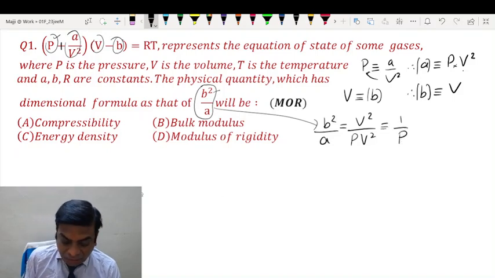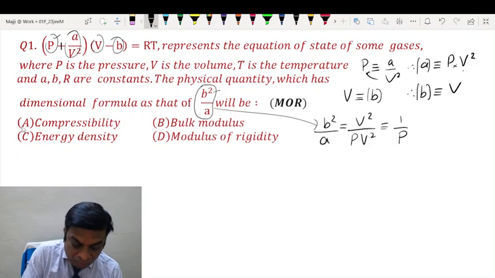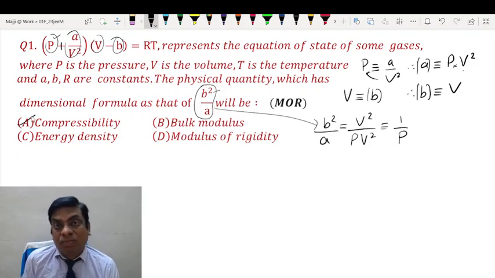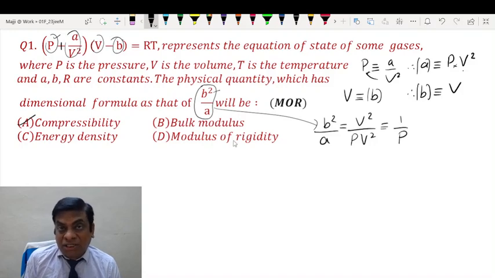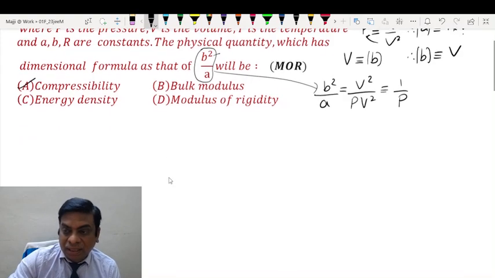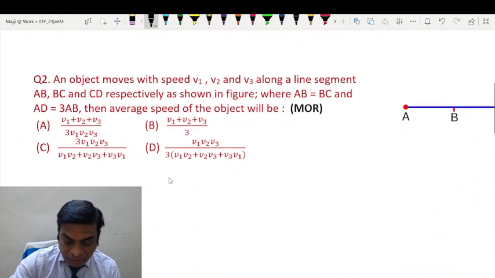Now, you know compressibility is the reciprocal of bulk modulus, and bulk modulus is equivalent to pressure change. Dimensionally, bulk modulus is equivalent to pressure, and compressibility is the reciprocal of pressure. So that is how A is the correct option. Moving to the next question.